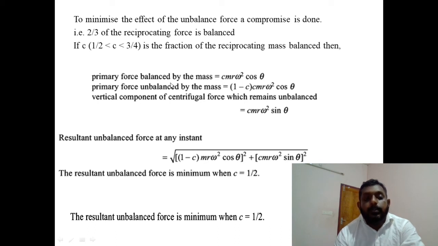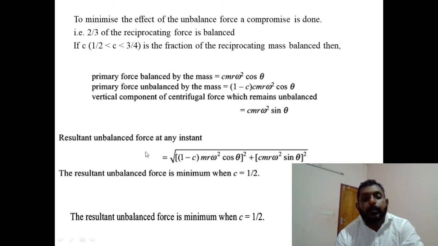And the primary force balanced by the mass is c mr omega square cos theta. This is a primary force, an applied force on the slider, and the primary unbalanced force is the remaining force, that is (1 minus c) mr omega square cos theta. And the vertical component of the centrifugal force which remains unbalanced is c mr omega square sin theta.